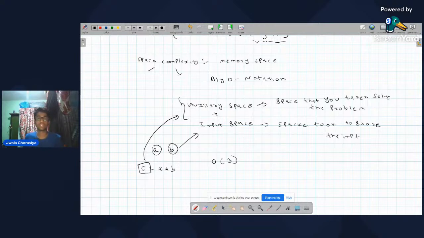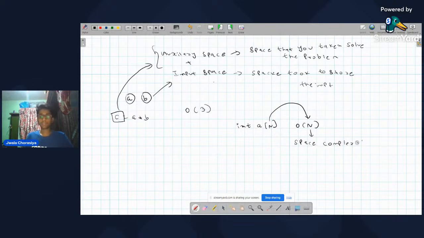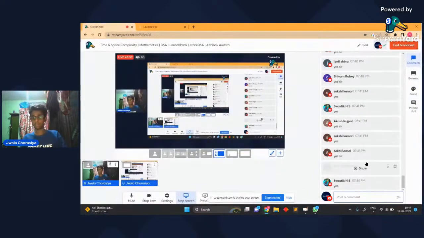Okay. So are these things clear to all of you guys? So if someone asks, let's say you have an integer array of n length, what will be your space complexity? It will be O of n because you took n space, right? The memory space will be n, so it will be your space complexity. Okay. So are these things clear to all of you guys? Say yes or no in the chat box.